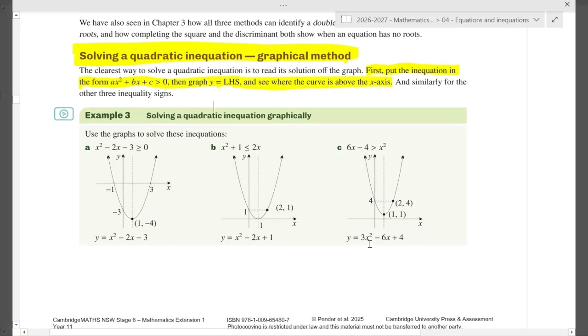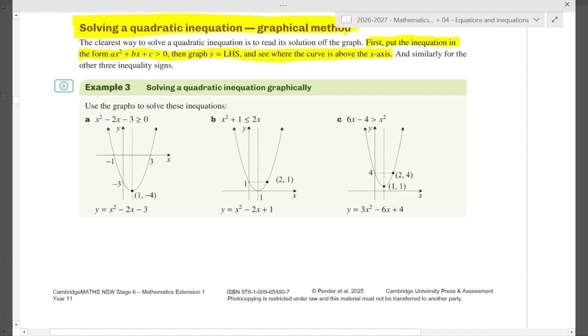Cool. All right, solving a quadratic equation graphically, you'll notice that what they've done is they've taken these graphs and graphed them. They've worked out the vertex and all that. Now, if they're asking you to solve it graphically, you may have to graph them, but a lot of the times they'll supply the graph.